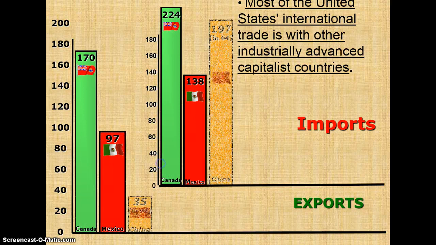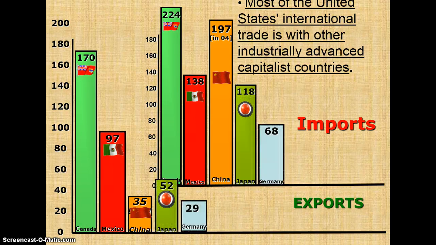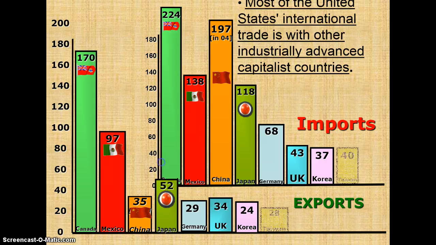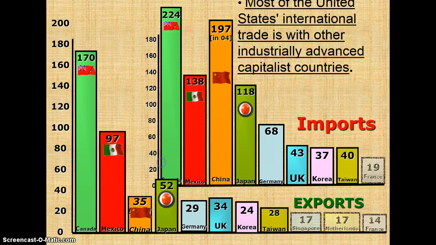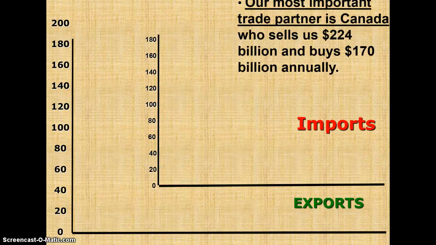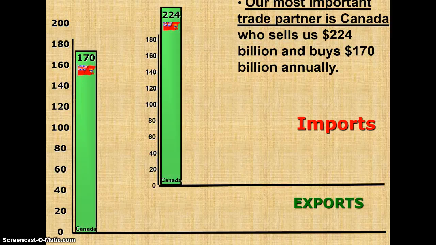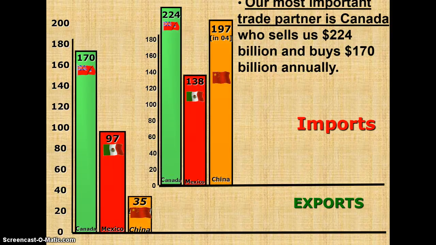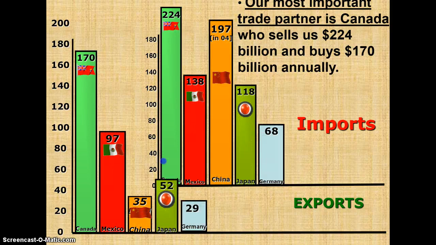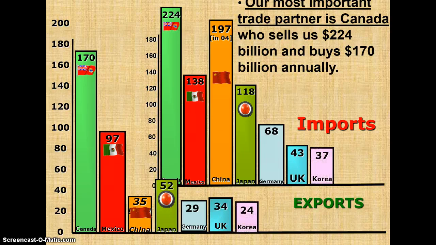See if you can identify the countries by the flags. Well, it's labeled at the bottom, so. That is not Canada's flag. Well. Our most important trade partner is Canada, who sells us $224 billion and buys $170 billion annually. That is not Canada's flag. It's bugging me.